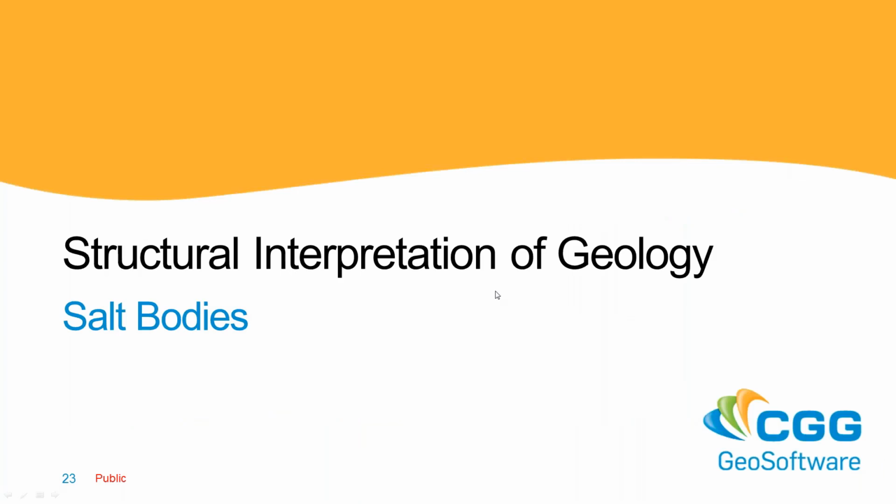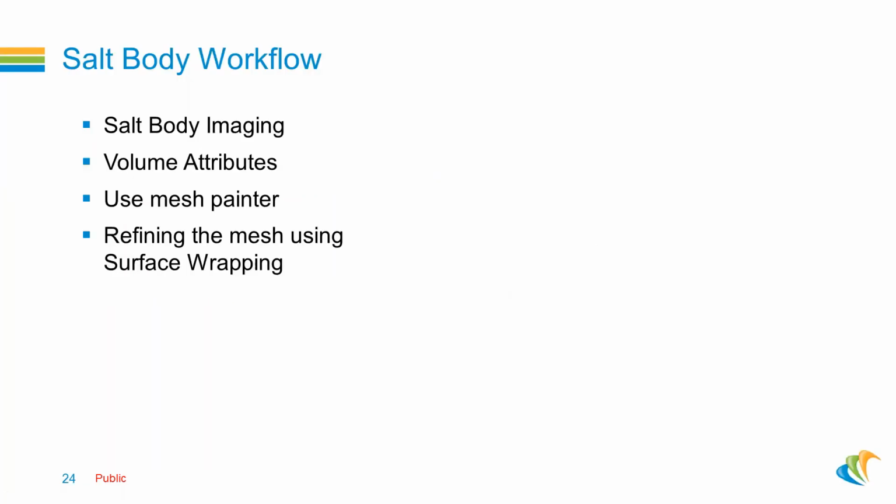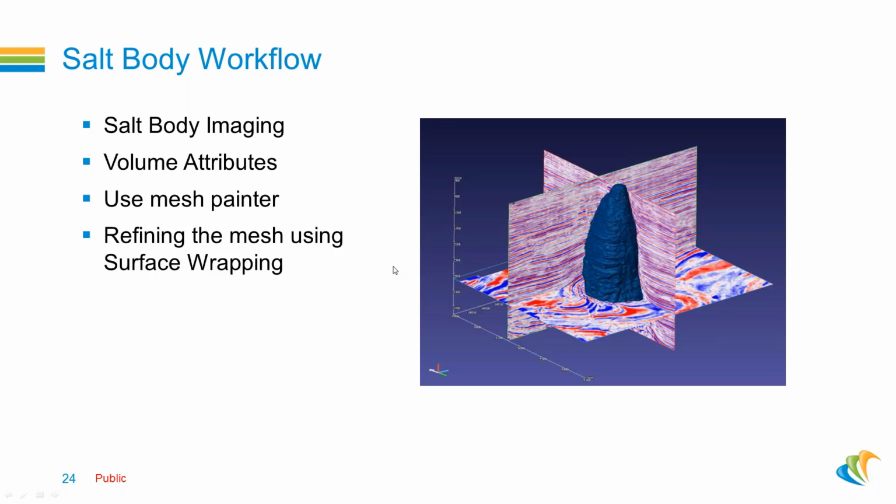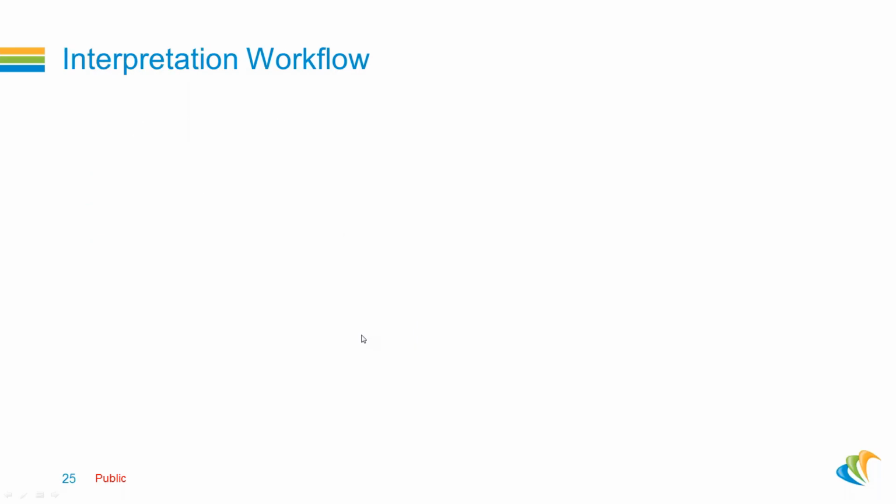Now, let's see how we can use that in our next process, which is going to be the salt interpretation. What we are doing in the next steps is salt body imaging, applying some volume attributes, using one technique that we call mesh painter, and finally refining that mesh using surface grafting. And at the end, we will have our salt body automatically generated. Let's see how it works.